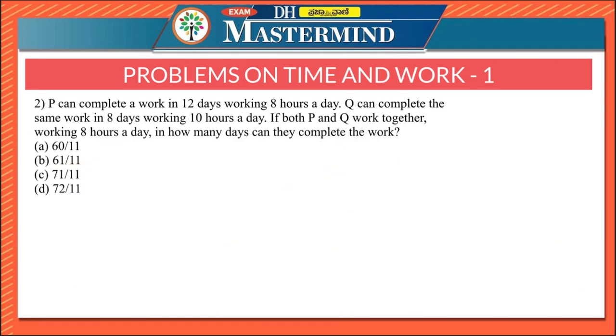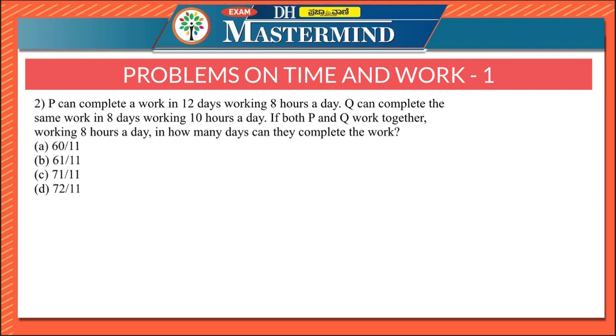Second question says P can complete a work in 12 days working 8 hours a day. Q can complete the same work in 8 days working 10 hours a day. If both P and Q work together working 8 hours a day, in how many days can they complete the work?